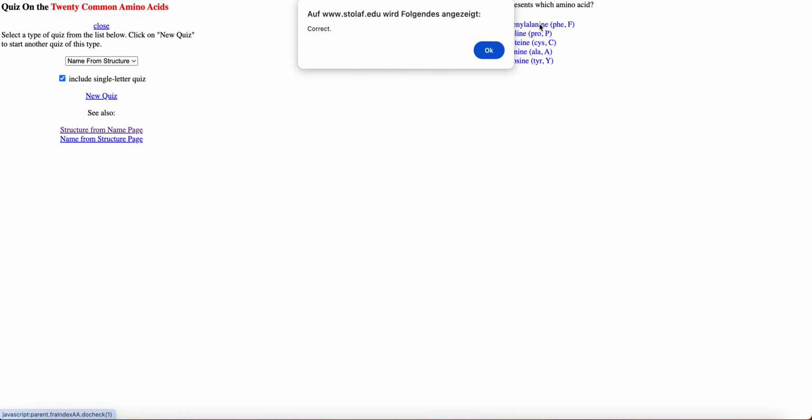Correct. Okay, this structure has a carbon and then there is a cyclic aromatic ring here. So what do you think? It's not proline, it's phenylalanine because it contains another carbon. So I think phenylalanine and F. Correct.